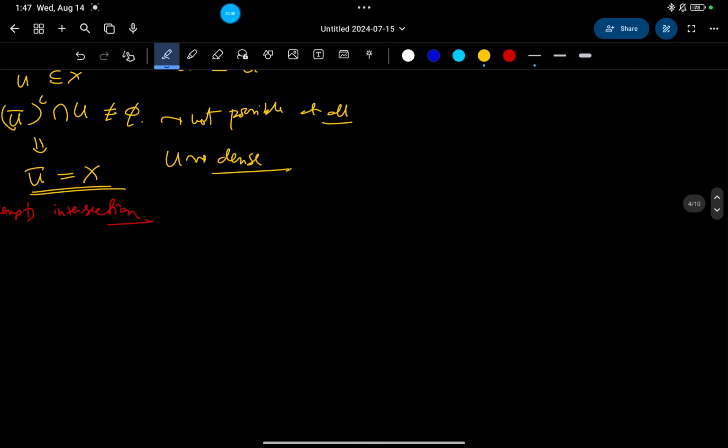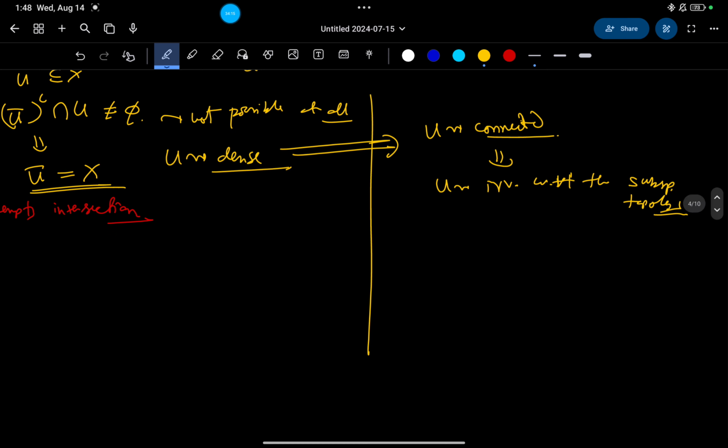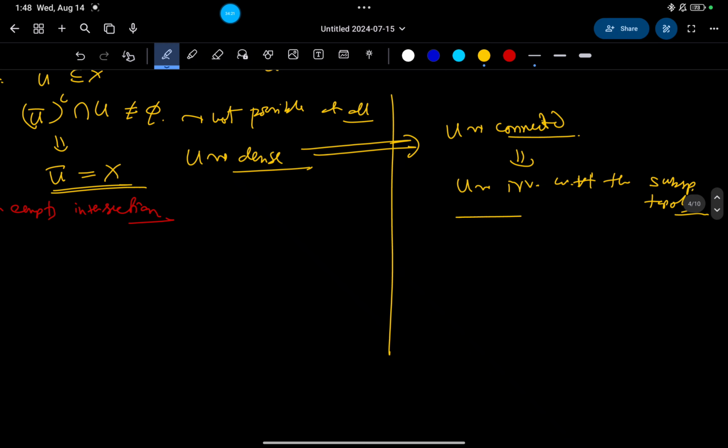Similarly, we can show that this implies that U has to be connected, and this will imply basically that U is irreducible with respect to the subspace topology. Let me give this to you as an exercise.